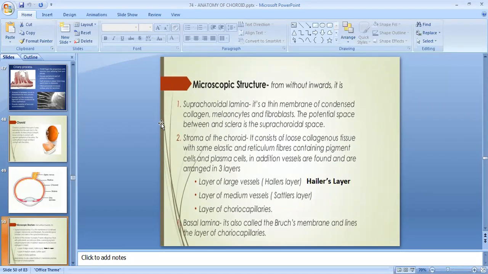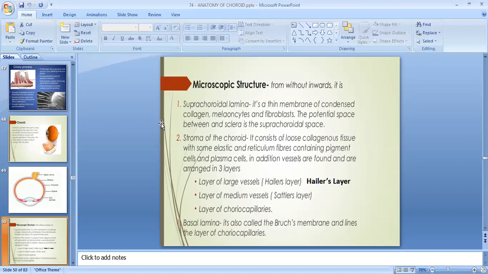Second layer is the stroma of the choroid. It consists of loose collagenous tissue with some elastic and reticulum fibers containing pigment cells and plasma cells. In addition, vessels are found and are arranged in three layers. The first layer is a layer of large vessels, which is also called the Haller's layer. Second layer is a layer of medium vessels, the Sattler's layer. Third layer is a layer of choriocapillaris.